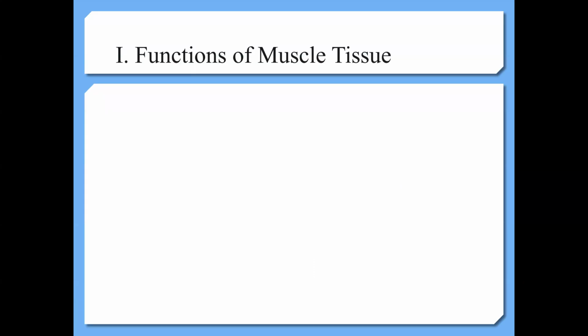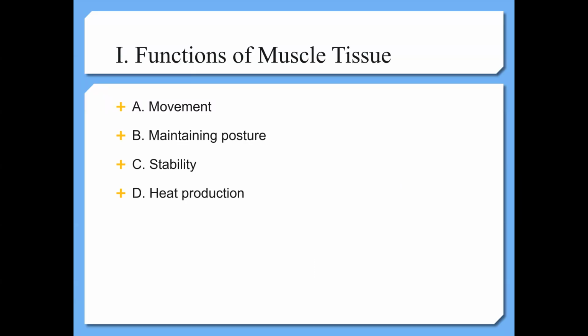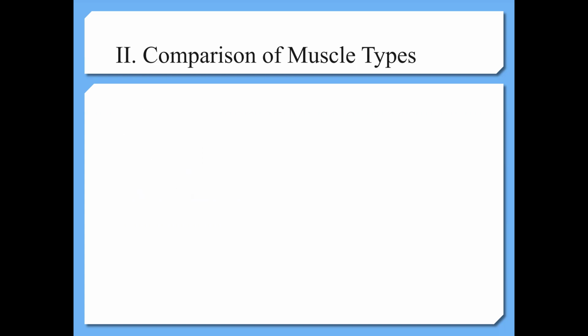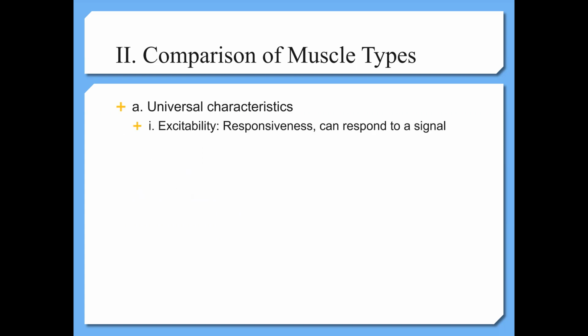So the muscular system: the functions of muscle tissue are obviously movement, maintaining posture, stability, and heat production. Remember, if we get cold, we shiver, and that generates heat. Comparison of muscle types, universal characteristics: they're all excitable, okay? A muscle fiber does one thing, it shortens. If it gets a stimulus which causes it to contract, it will shorten. That's all it does.